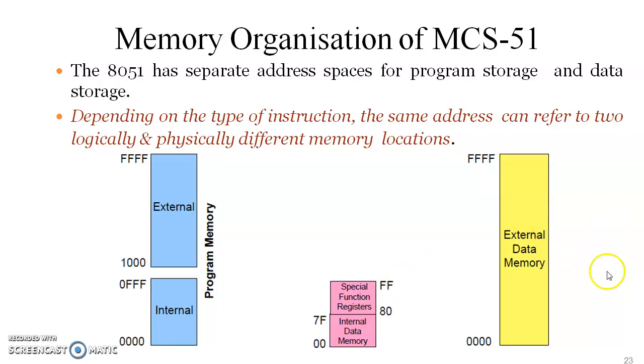So this is your external data memory. It starts at address 0000 to FFFFH. These are the special function registers and internal data memory. The internal data memory is from 00 to 7F, and the special function registers are from 80 to FF. This is the program memory. The internal memory is from 00 to 0FFF, and the external is from 1000 to FFFF.